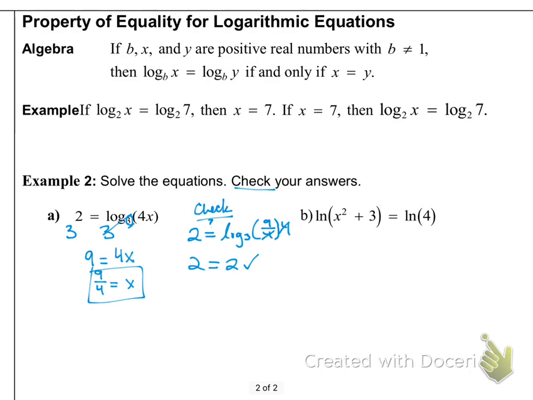Another one, natural log. To get rid of a natural log, you'd use its base. Well, the base of a natural log is e, so we're going to have e here. Those both cancel, and you end up with x squared plus 3 equaling 4. That means x squared equals 1, and x equals plus or minus 1. But we have to check. If I plug in 1, 1 squared is 1, plus 3 is 4. That is the natural log of 4. Negative 1 squared is also 1, plus 3 is 4. So that works, and those are it.